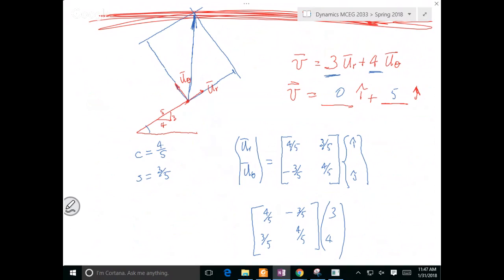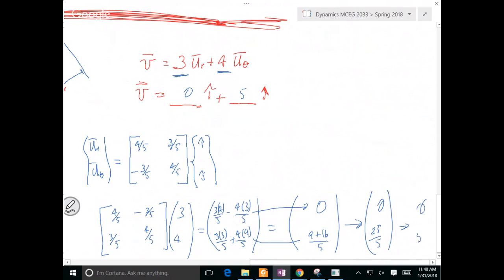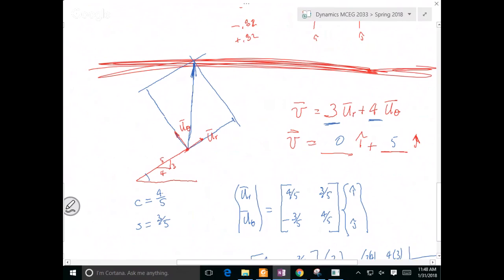Okay, so if you look at the first one, we don't necessarily have to do the math, but if you do this, 3 times 4 over 5 minus 4 times 3 over 5. Oh, that's easy. But 3 times 3 over 5 plus 4 times 4 over 5, what's that equal to? So if you look at that vector, the top number should be 0. The bottom number should be 9 plus 16 over 5, which should give you 25 over 5, which should give you 5. But for people who just looked at the drawing and figured it out, that's okay.